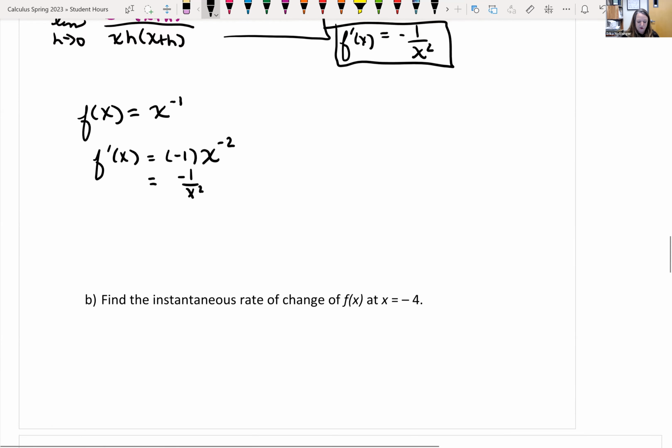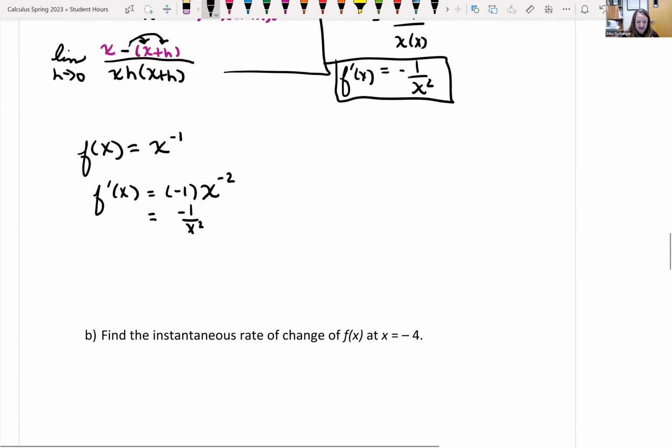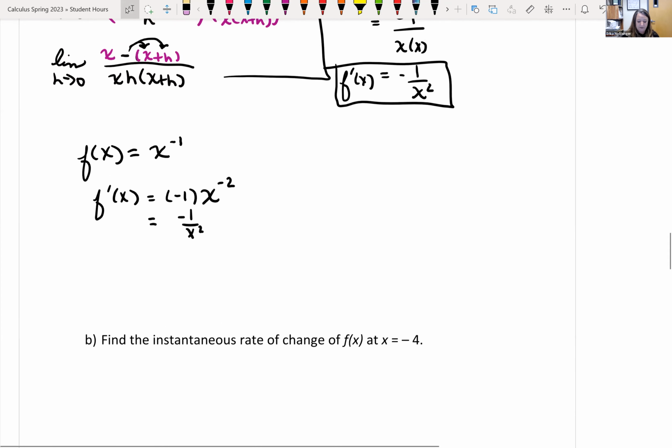So all we need to do for part B is find the instantaneous rate of change at x equals negative 4. So all we need to do is plug in negative 4 wherever we see an x in our derivative function.